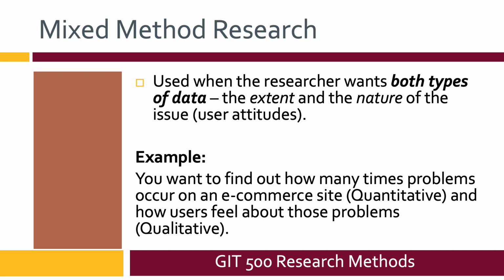Sometimes, a lot of times, you use both, and that's what we call mixed method research. This is when the researcher wants both types of data, the extent, the how many, and the nature, the why, or the attitudes. For an example, you want to find out how many times problems occur on an e-commerce site, so that's your quantitative, and how the users feel about those problems, that's your qualitative.